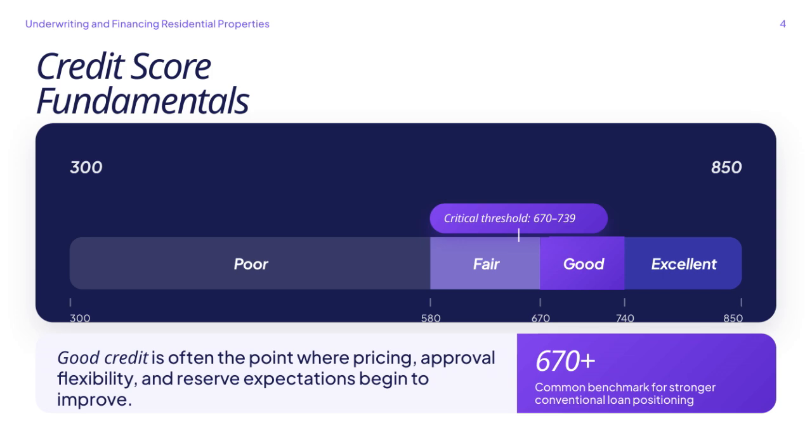This range is really important because it's often where you'll start seeing better pricing, more flexible approvals, and lower reserve requirements. In other words, once your credit score hits around 670 or higher, lenders view you as a stronger candidate for conventional loans. This common benchmark plays a key role in securing better financing terms. So maintaining or improving your credit score can have a big impact on your loan options and costs.